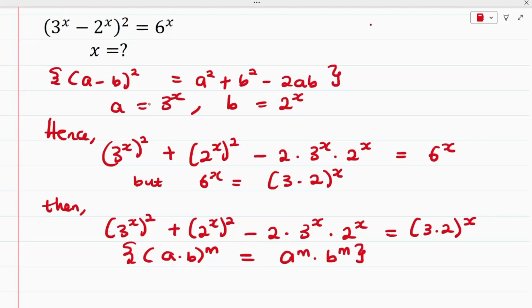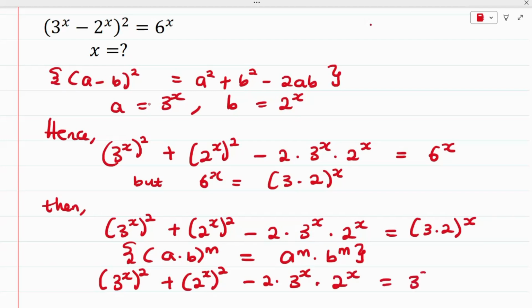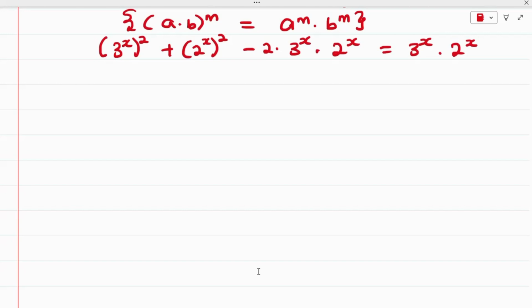So applying this to the right hand side of this equation, we have (3 raised to the power of x) squared plus (2 raised to the power of x) squared minus 2 multiply 3 raised to the power of x multiply 2 raised to the power of x, and this is equal to 3 raised to the power of x multiply 2 raised to the power of x. So we want to simply collect like terms.